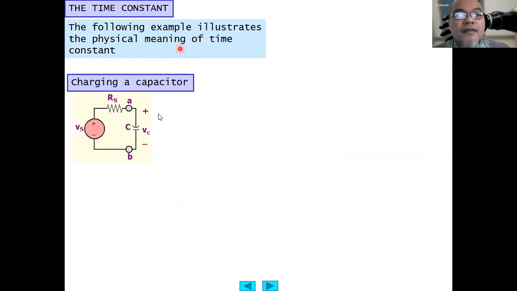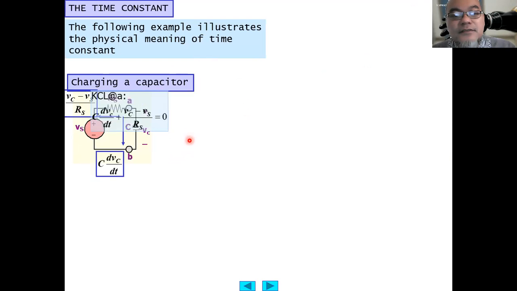So here we have an example to illustrate the physical meaning of the time constant. We are charging a capacitor. We connect the capacitor to a voltage source Vs, and in between the capacitor and the voltage source we have a series resistor Rs. The current flowing through the capacitor is C dvc/dt, from the differential form of the capacitance law.